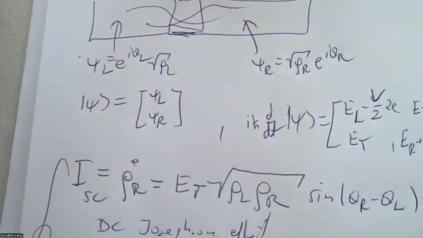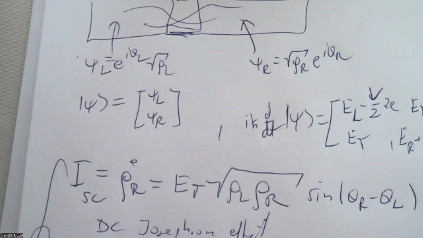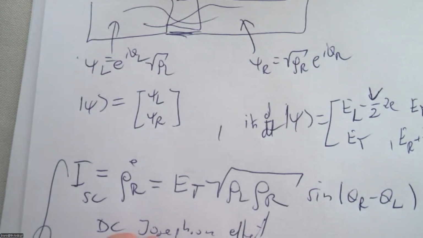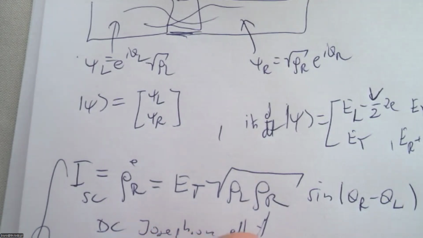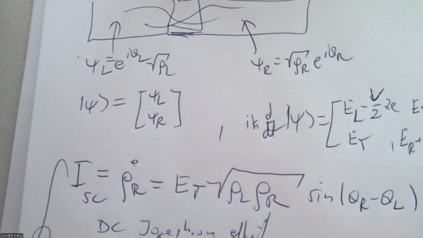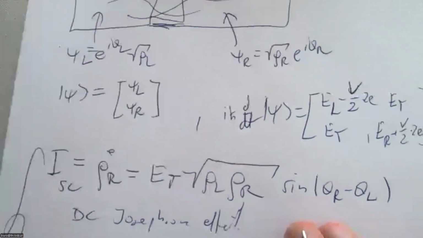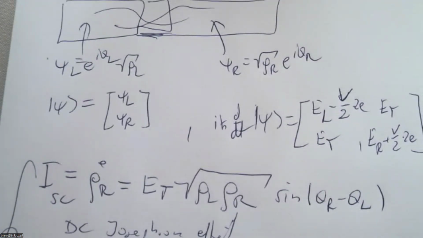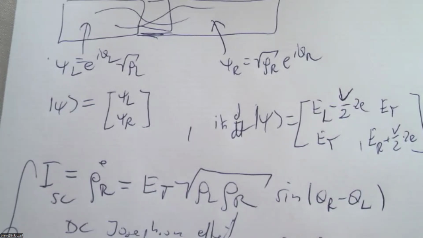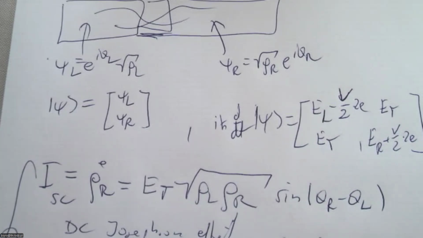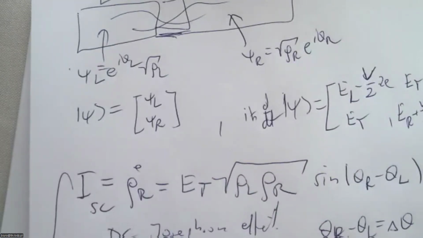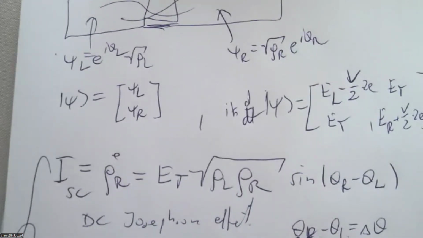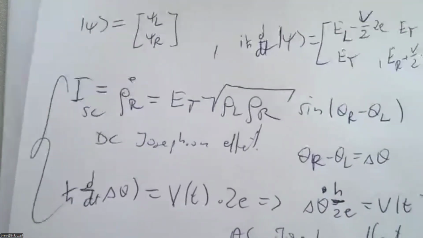And secondly, there was established this d over dt of the phase is voltage times 2e. So it was established that voltage, this ER minus EL, is this guy. So this is the AC Josephson effect. So the AC Josephson effect was in the case of symmetric superconductors. Yeah. So this is a message to be taken home.